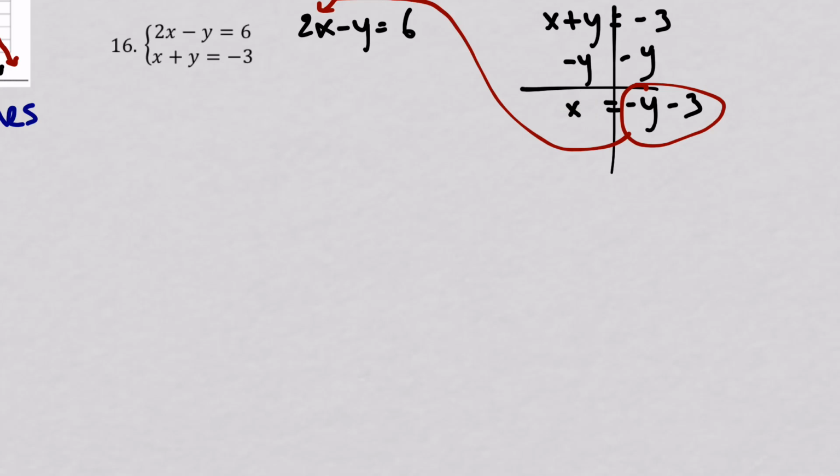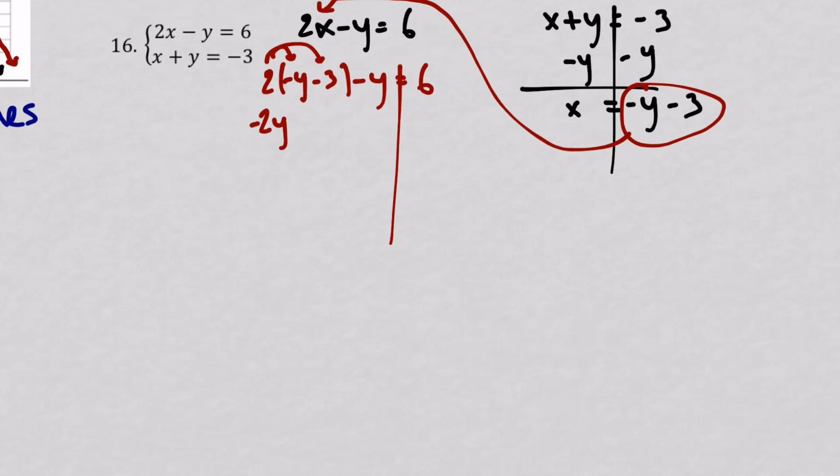Okay, so let's take that first equation right there and solve it using -y minus 3. So it's going to look like this: 2x minus y equals 6. Instead of x, I am going to substitute in -y minus 3. And now I'm going to clean it up by distributing and isolating the variable. Okay, so let's distribute the 2. 2 times -y is -2y. 2 times -3 is -6 minus y equals 6.